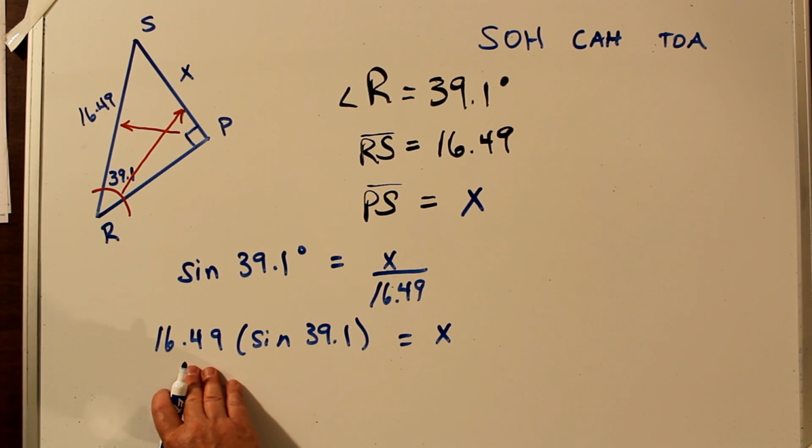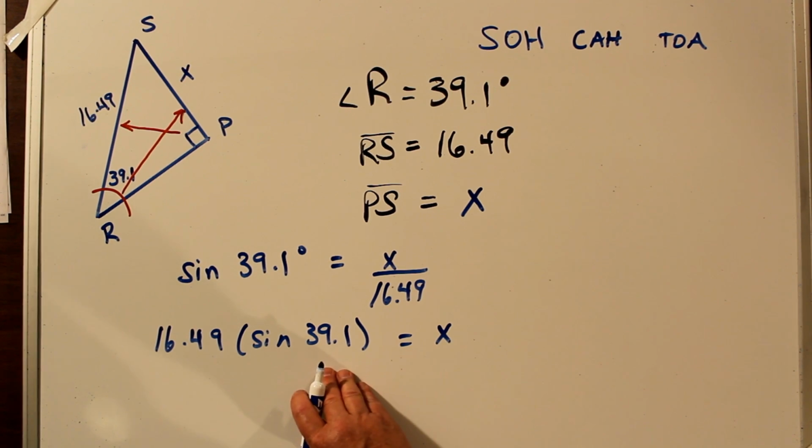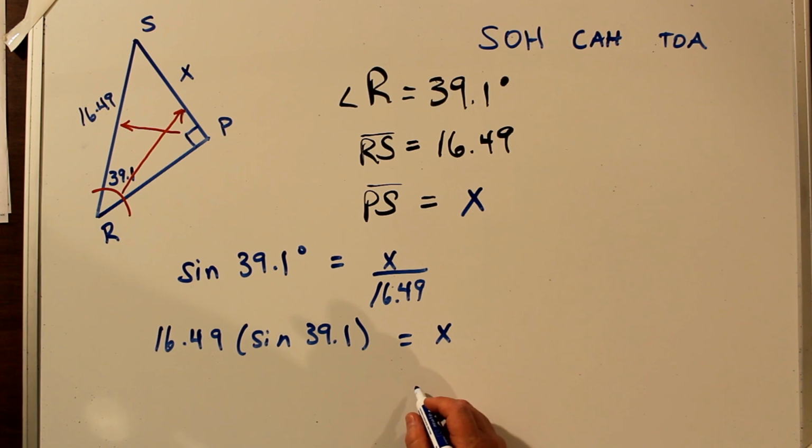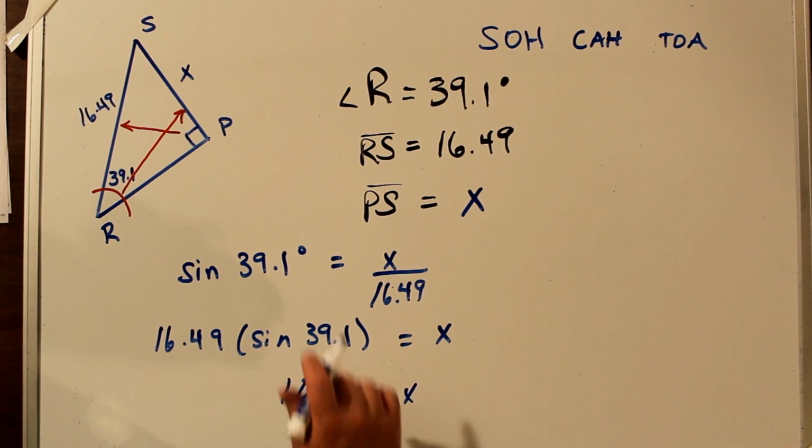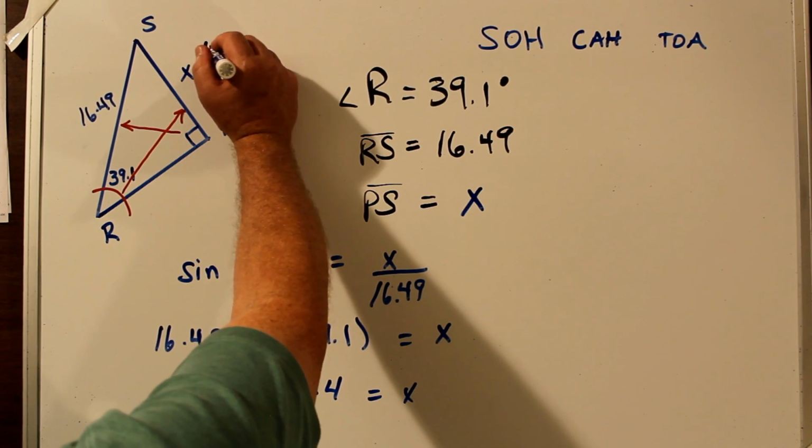And now it's just a matter of typing this into your calculator. 16.49 times sine 39.1 equals, and I get 10.3998, which we can round to one decimal place, 10.4. So our side PS is 10.4.